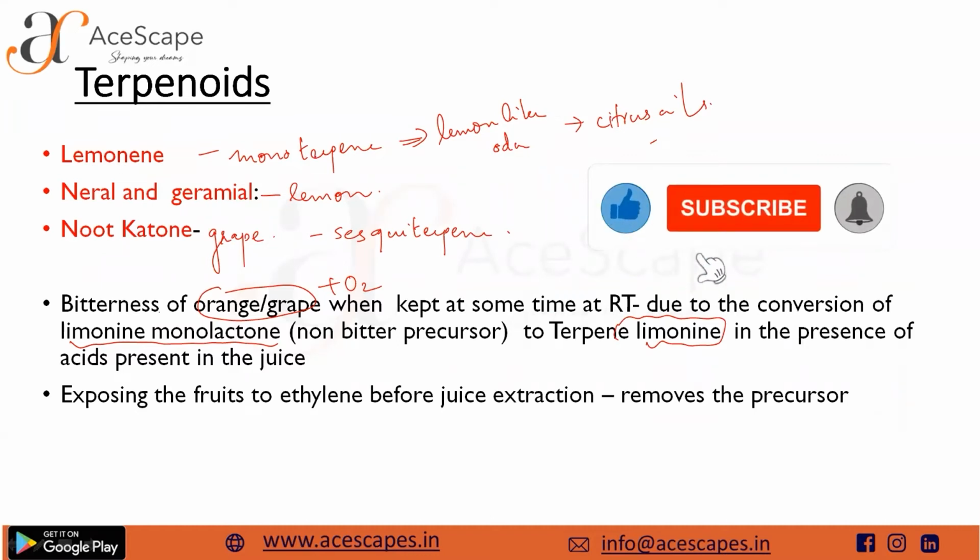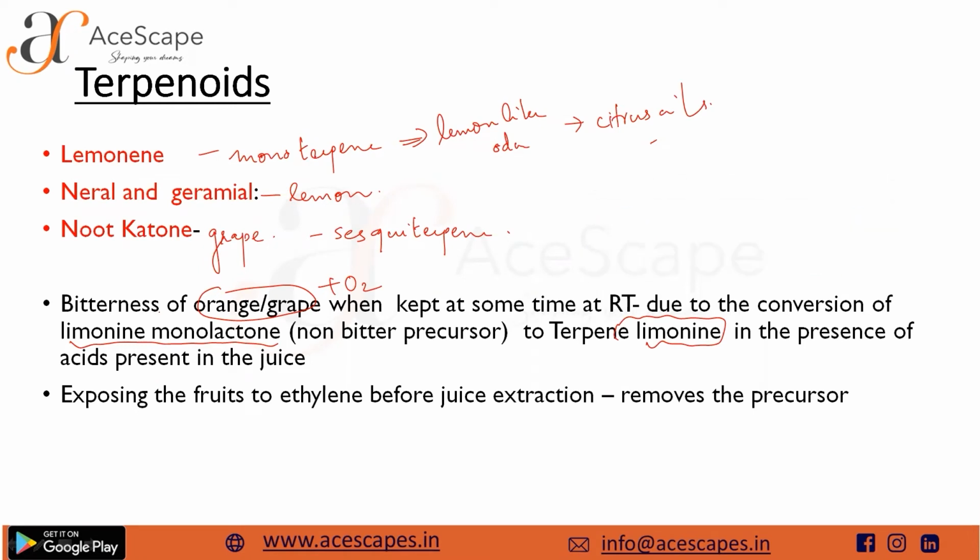So if we keep these juices for a long time, what will happen? A slight bitterish taste will develop. And what is the reason for this? It is due to the conversion of limonene monolactone into limonene. This conversion will happen in the presence of oxygen.